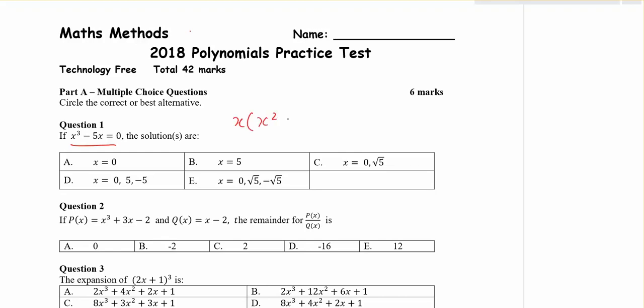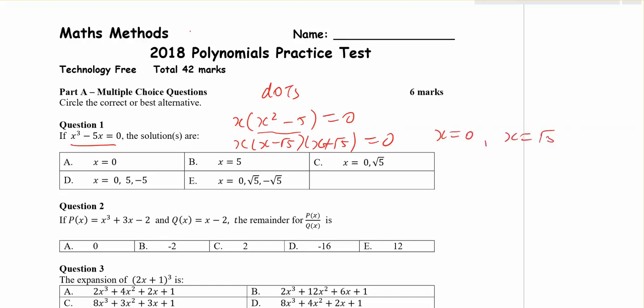So I notice it's a difference of squares pattern. So we've got x minus root 5, x plus root 5 equals 0. Okay, so my solutions for x are x equals 0, x equals root 5, and x equals negative root 5 because of the null factor law. So the answer is E for question 1.